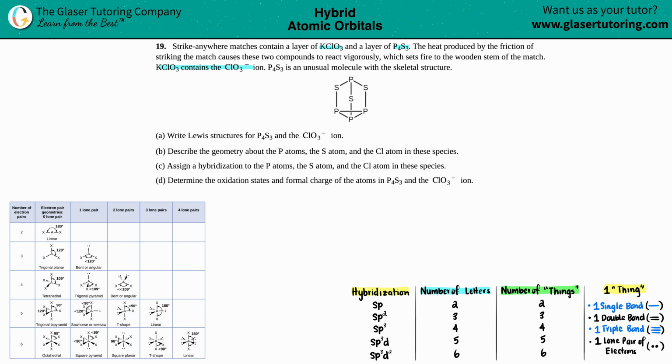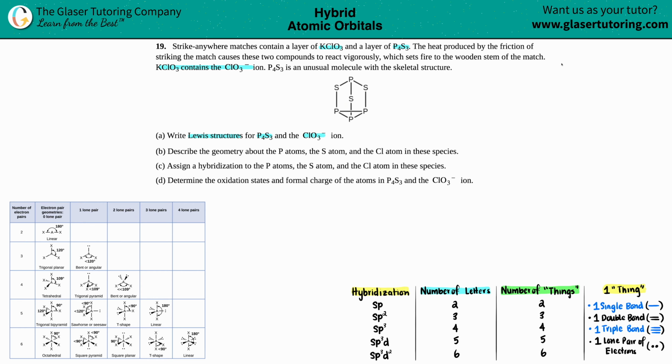So now we have 4 things to do, letter A through D. So let's just start with letter A. We have to write the Lewis structures for P4S3 and the ClO3- ion. Okay, so let's just get down to it. They did give us the skeletal structure for the P4S3, so I'm just going to write that one over here.